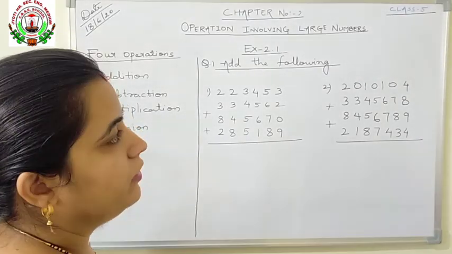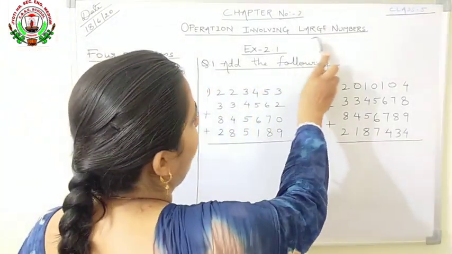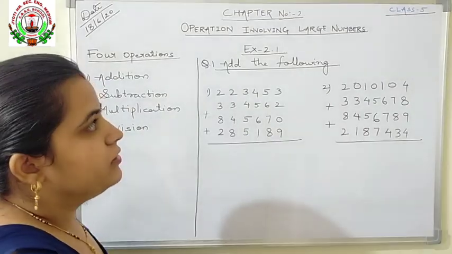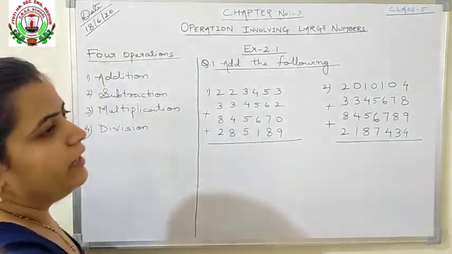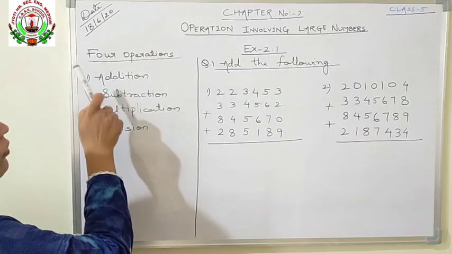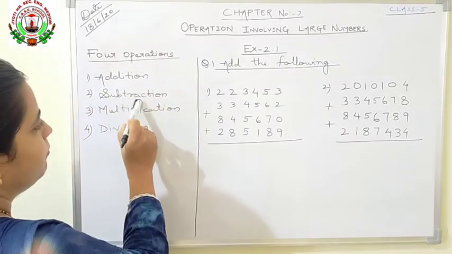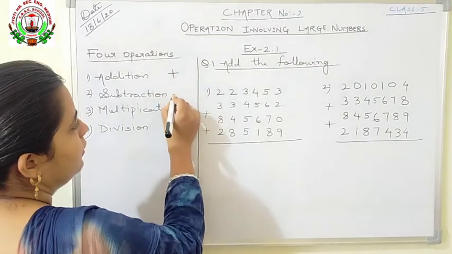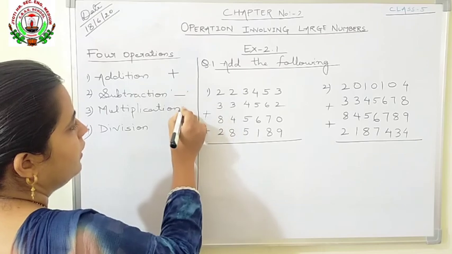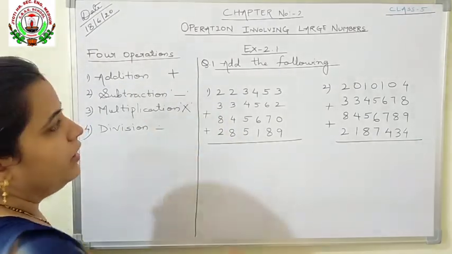Today we will start with our new chapter, chapter number 2, operations involving large numbers. This chapter we have studied in the April month. Let's recall. What do we mean by four operations? The four main operations are addition, subtraction, multiplication and division. This is the sign of addition, this is the sign of subtraction, this is the sign of multiplication and this is the sign of division.